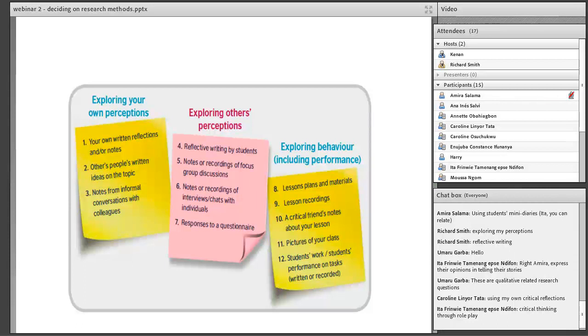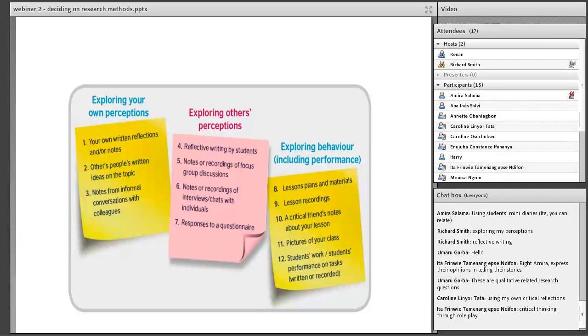Lesson plans and materials, so that you can see what you've done exactly in class, what we intend to do. Recordings, we talked about that. Critical friends' notes about your lesson. Critical friend means anybody who can help you, a friend in that sense, but also somebody who will not just tell you only good things. In this case, it's not being critical in being negative, but it's helping you to see things in a different perspective, from a different point of view.